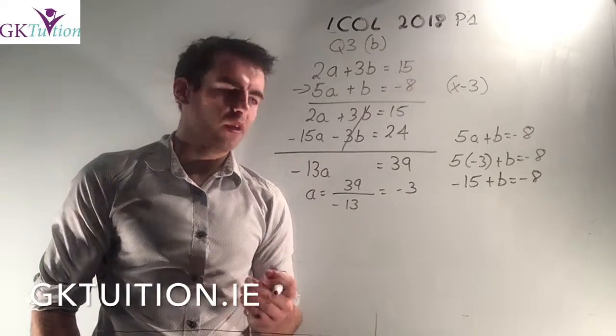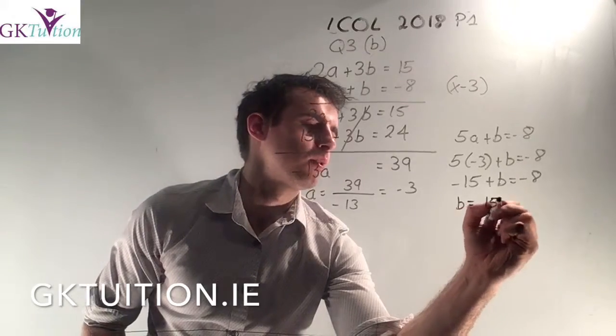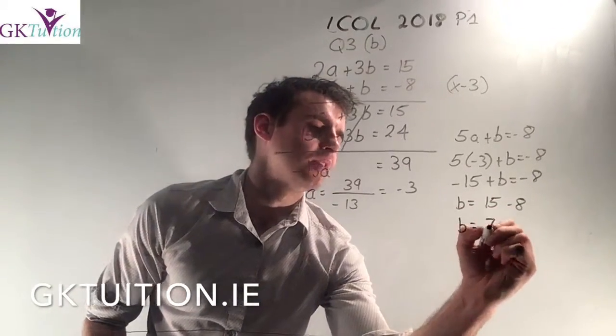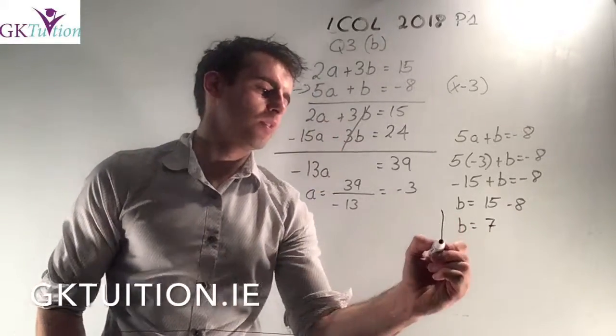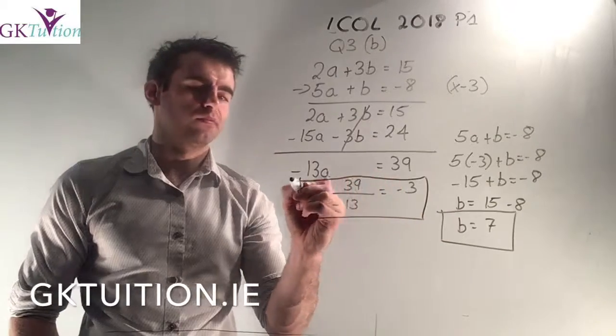And in order to get b on its own, I'm going to add 15 to both sides. So b is equal to plus 15 minus 8. So obviously in that case, that means that b is equal to 7. So my two answers there are b equals 7 and a is equal to minus 3.